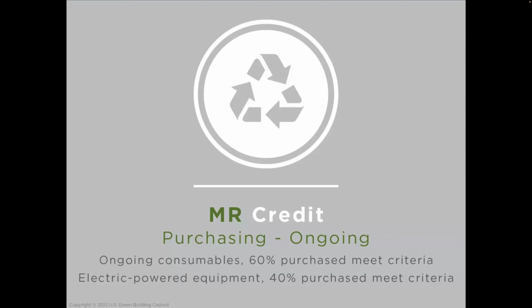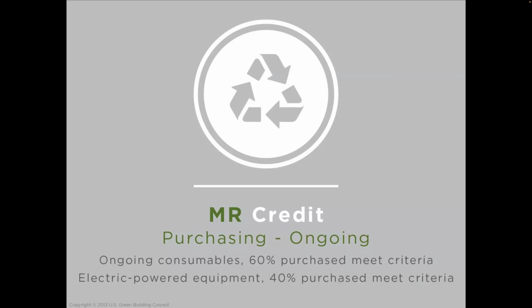All right, so for purchasing, in order to get the credit, again, the performance period is usually 3 months, and you're looking at 60% of what you purchased, by cost, meeting the criteria. And again, I'm going to show you the purchasing calculator. It's really hard to meet this unless you're very, very pedantic about it. And then for electric powered equipment, if 40% meets EPEAT or Energy Star performance, then you get the credit for it as well. So here is the purchasing calculator.